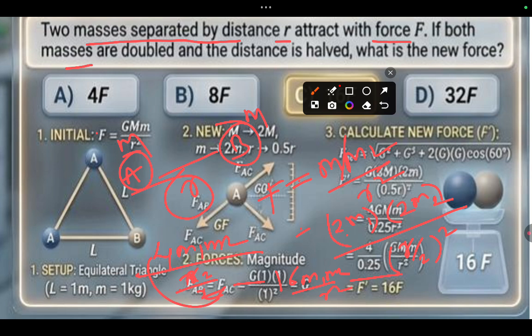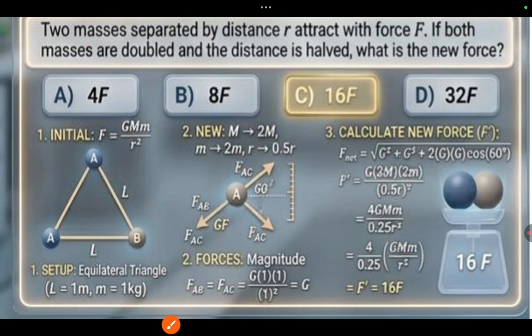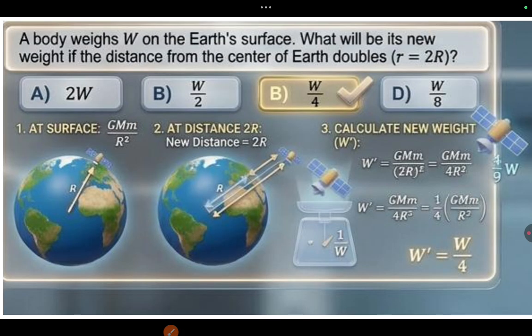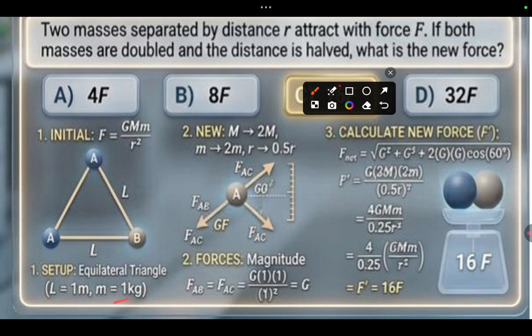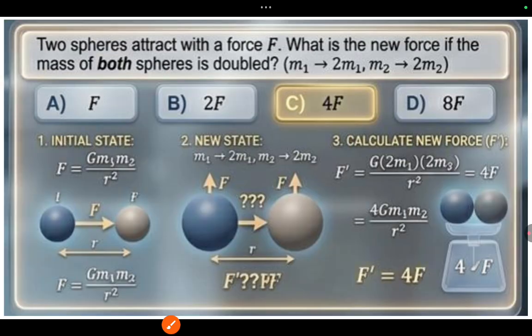So the new force will be 16 times the original, meaning the initial force. Clear? Understood? Okay, you can see the setup here. One is the initial, where the length is 1 meter and the mass is 1 kg. Later, F equal to G m1 m2. But here what we did, we changed this to 2 and 2, and this to r by 2. Upon that you get F dash equal to 16 F. Check the answer explanation.